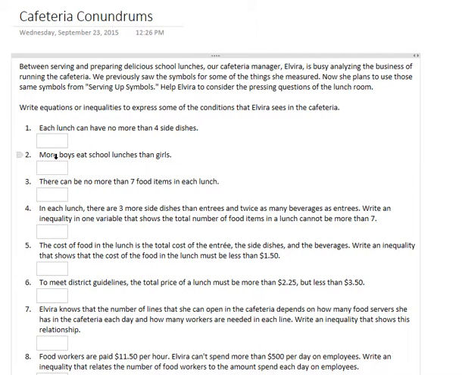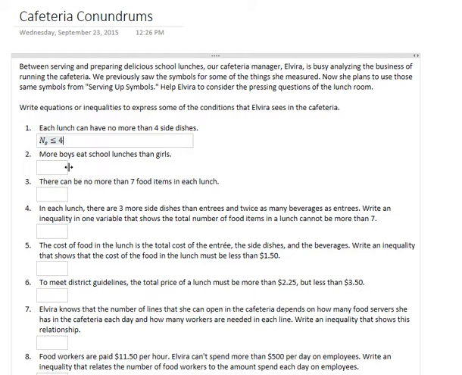Alright, so here we have our first one. Each lunch can have no more than 4 side dishes. So we need to find the number of items that can be in a lunch, which we know as capital T. We also know that the number of side dishes in a lunch is represented by NS. Each lunch can have no more than 4 side dishes, which means it can have 4 side dishes, but it certainly can't have any more than that. So we represent that as NS less than or equal to 4.